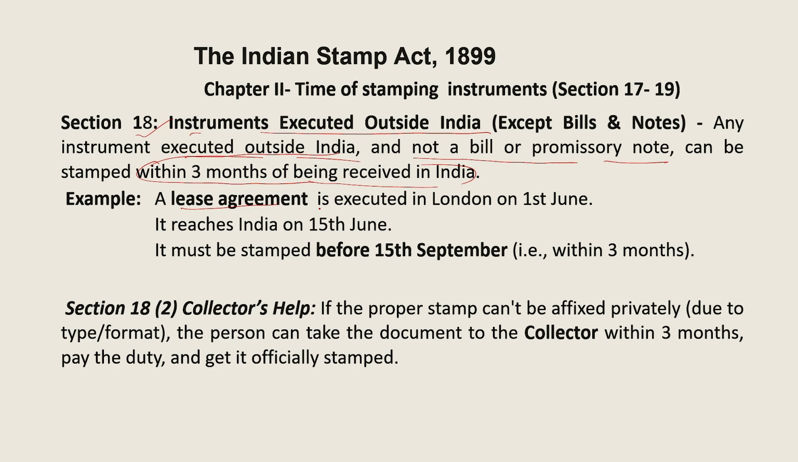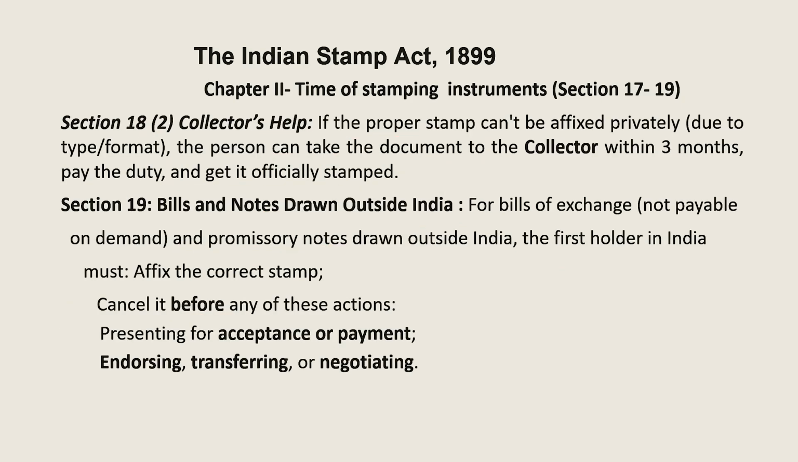So a lease agreement executed in London on 1st of June reaches India on 15th of June. Now it must be stamped before 15th of September. So that is the 3 months time period. Section 18 also discusses the collector's help. If the proper stamp cannot be affixed privately, maybe due to some typing or format error, the person can take the document to the collector's office within the 3 months to pay the duty and get it officially stamped. And Section 19 discusses bills and notes drawn outside India.